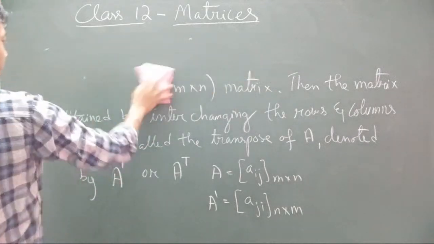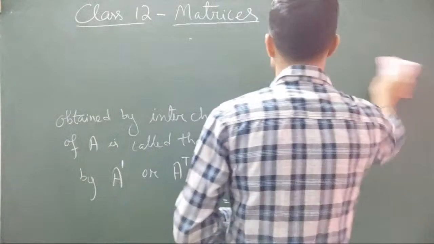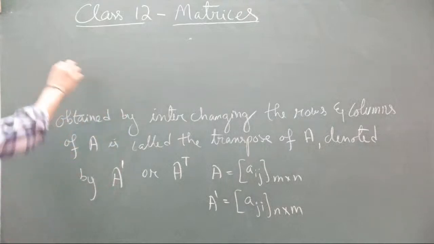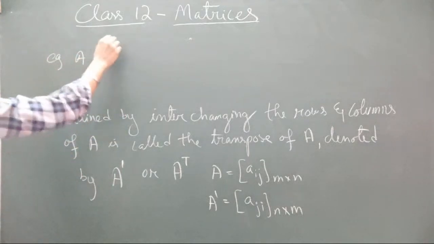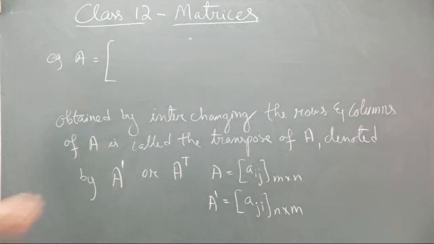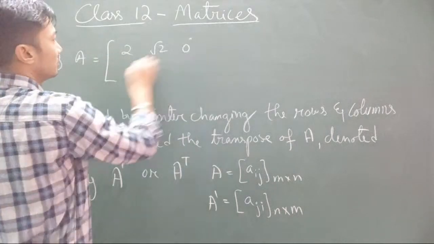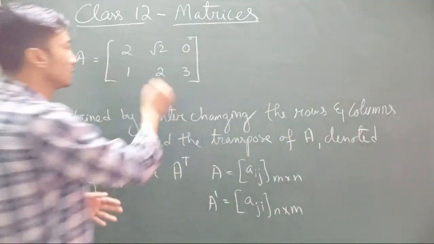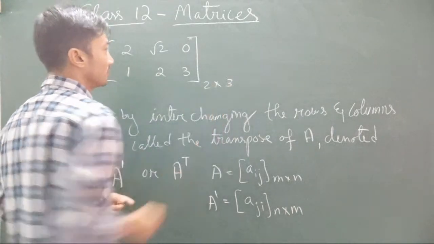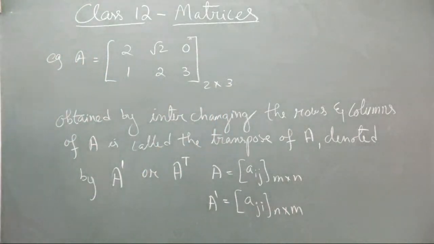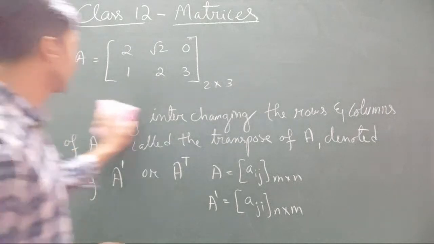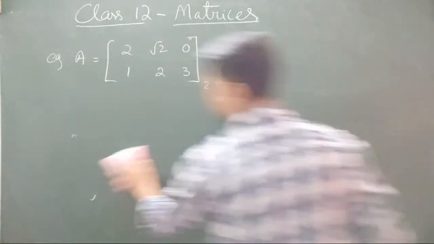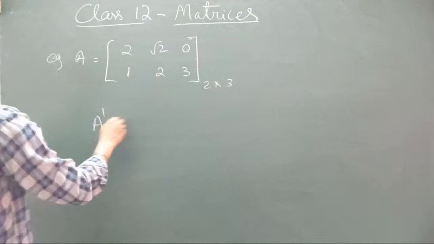I'll give you an example. With examples we always learn better. So if A is one matrix like 2, root 2, 0 in the first row and 1, 2, 3 in the second row, this is of the order 2 rows, 3 columns. Then what will be the transpose of the given matrix? You can give it a try.